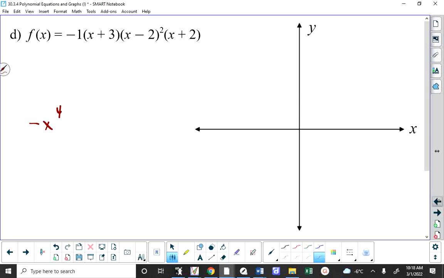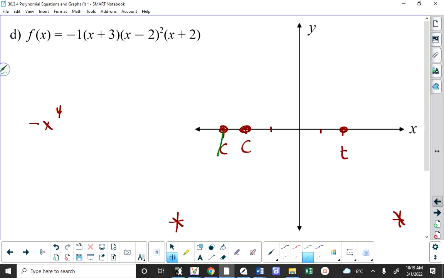Remember, it's x plus 3 times x minus 2 times x minus 2 times x plus 2, and then times the -1. That means both arms are down. We have to start in quadrant 3 and end in quadrant 4. We have an x-intercept of -3 that will be clean. We have an x-intercept of -2 that is also clean. And we have an x-intercept of +2, which is a tangent.